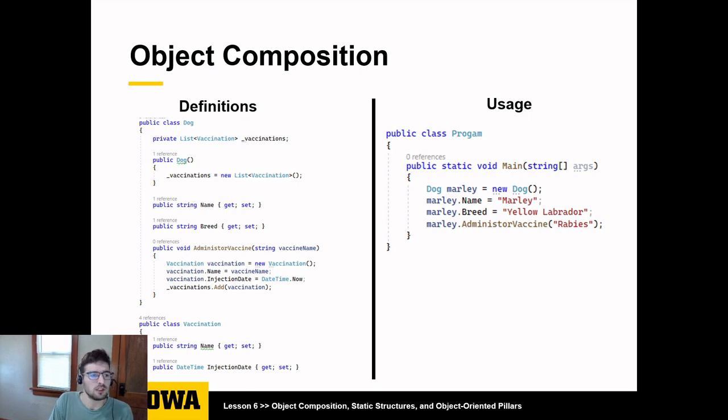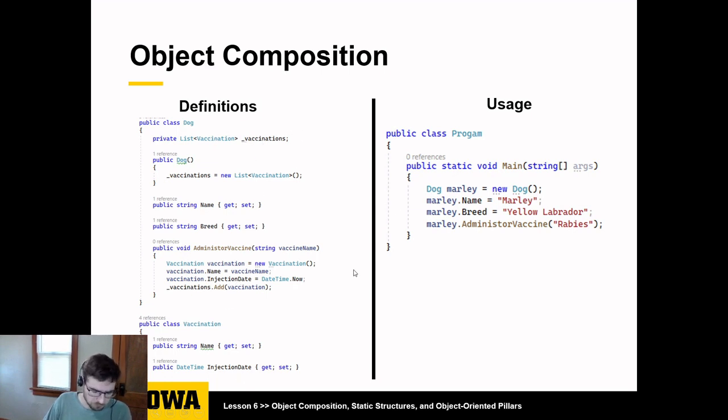But here you see in the definition of a dog class, we're also providing the instructions for creating a vaccine. Or for adding a vaccine to a dog. So we just take in this primitive value, vaccine name, and within this method we create the new vaccination object, and we set its properties. So we use the vaccine name for name, and then we use datetime.now for the injection date, and then we can add it to our list.